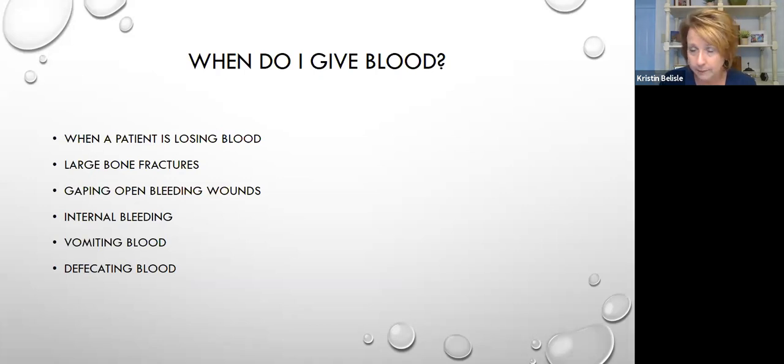Internal bleeding. Now I'm going to tell you, GI bleeds, which is vomiting blood or defecating blood, or internal bleeding. We've lacerated the liver, the spleen, there's been an internal organ we've damaged and we are bleeding internally. In that case, we need to give blood.